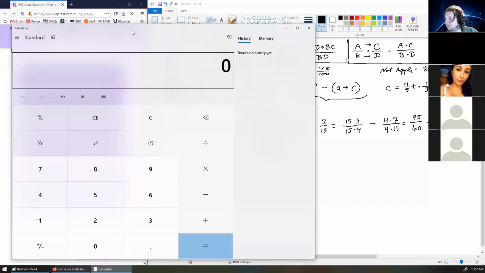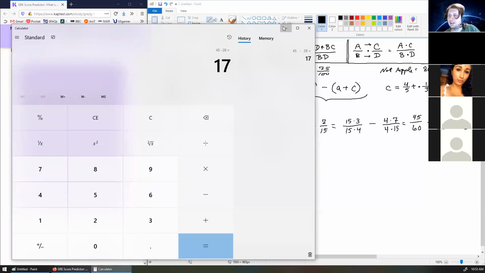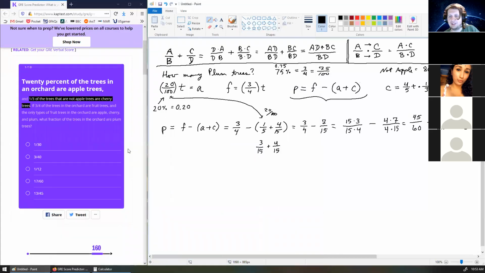So we get boop, minus 28, 17. So our answer is 17 over 60. And if we take a quick look at our answers here, that happens to be one of the answers on our list. So that's pretty good confirmation that we've done a good job here.